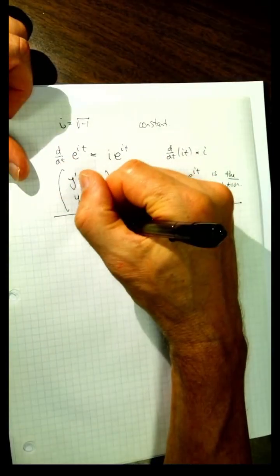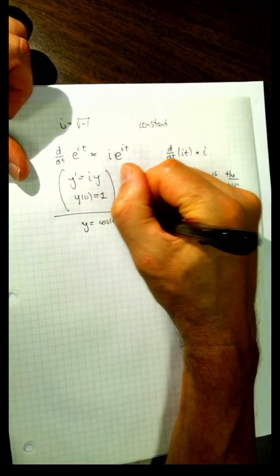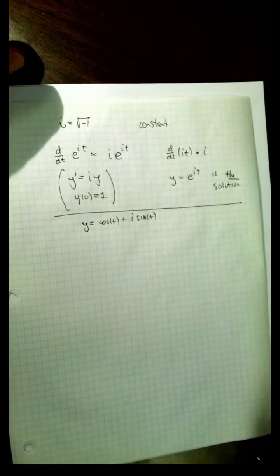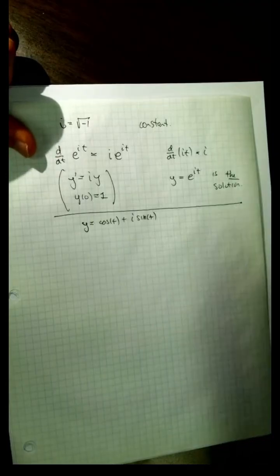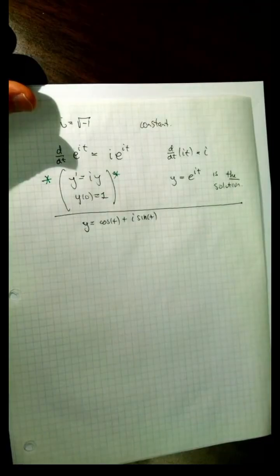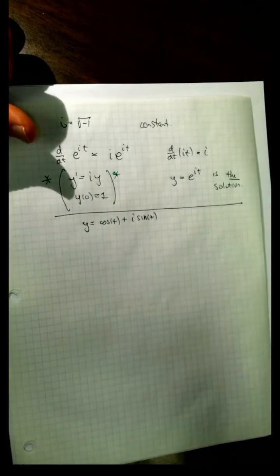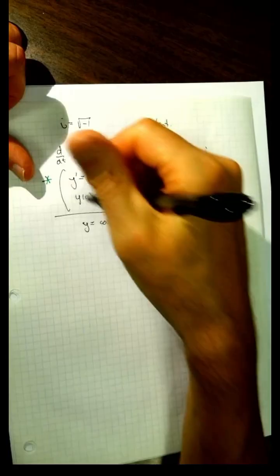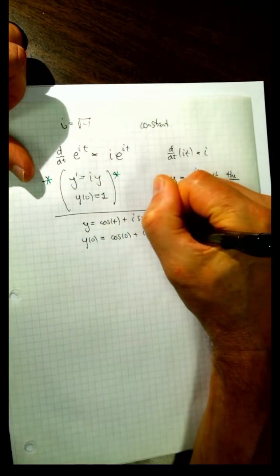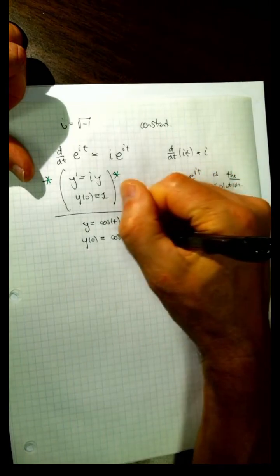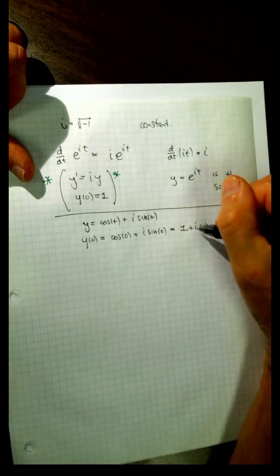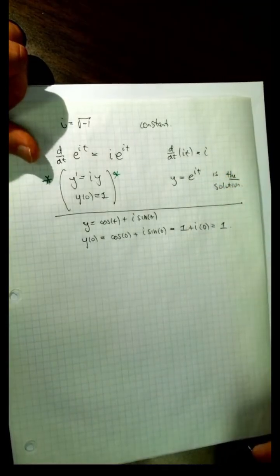I claim that y equals cosine t plus i sine t is a solution to the same differential equation. I claim it satisfies that differential equation. And we can easily verify this by just plugging into the left, plugging into the right, and see what happens. First of all, when t equals 0, we get cosine of 0 plus i sine of 0. Cosine of 0 is 1. Sine of 0 is 0. 0 times i is 0. So it satisfies the initial condition.